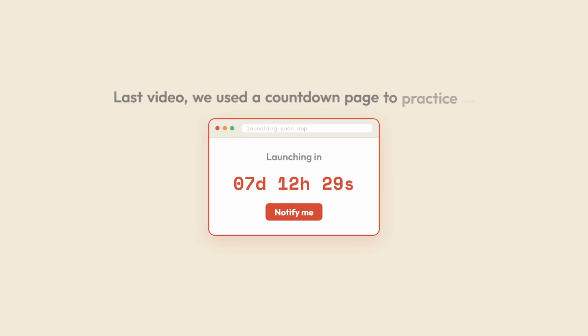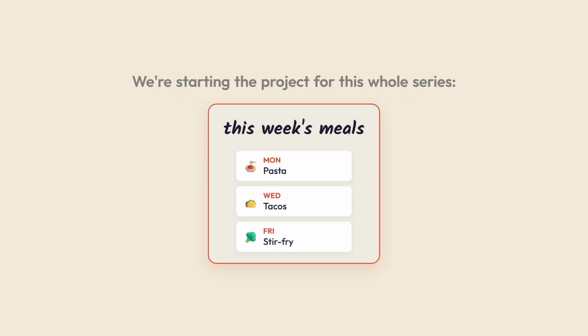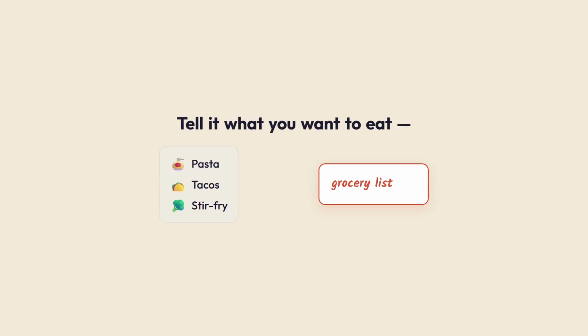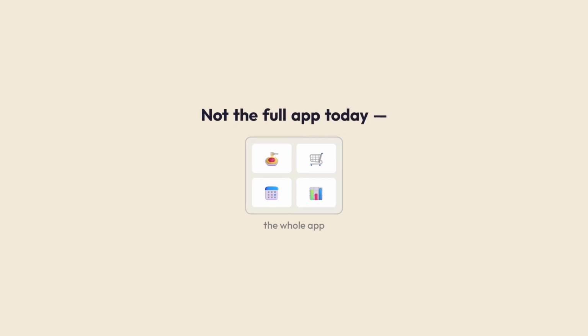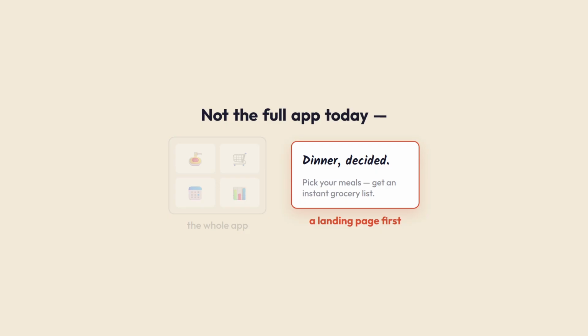Last video, we used a countdown page to practice. Now we're starting the project we'll carry through the rest of this series, a meal planner. You tell it what you want to eat this week, and it helps turn that into a grocery list. We are not building the full app today. We're starting with the smallest useful version, a landing page that explains the idea and lets people join a waitlist.